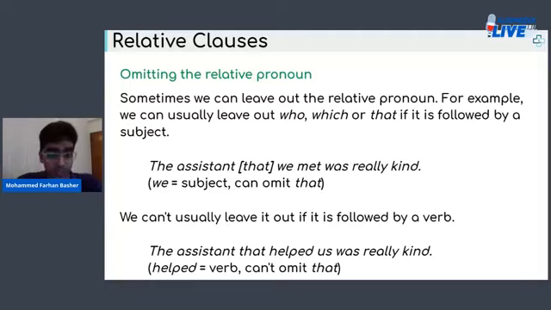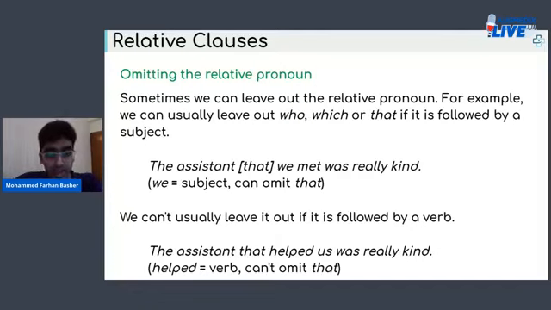So which is the relative clause here? We met was really kind. Now, do we have a relative pronoun here? We don't. We could, but we don't. We're omitting the relative pronoun here because otherwise the sentence would not be smooth enough. It would become choppy. It would become grammatically incorrect. The assistant that we met was really kind is not correct, but rather drop that and just say the assistant we met was really kind.